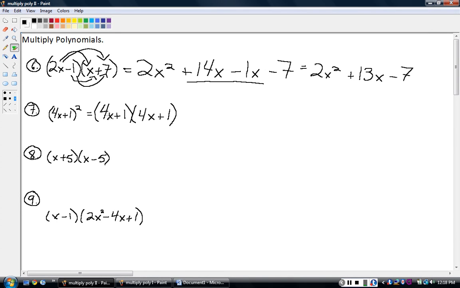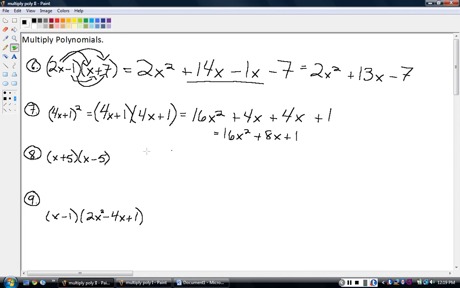Okay, 4x times 4x is 16x squared. So this is part of your answer. Okay, and then I get my outside term, 4x times 1 is 4x. My inside term, 1 times 4x, which is also 4x. And then my last term, 1 times 1 is 1. Okay, I combine those and I get 8x. So my final answer, 16x squared plus 8x plus 1.